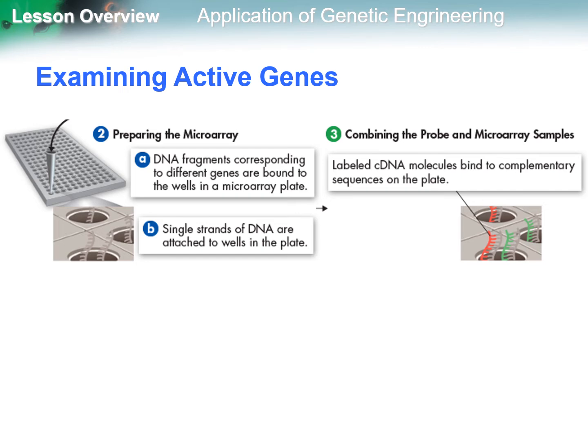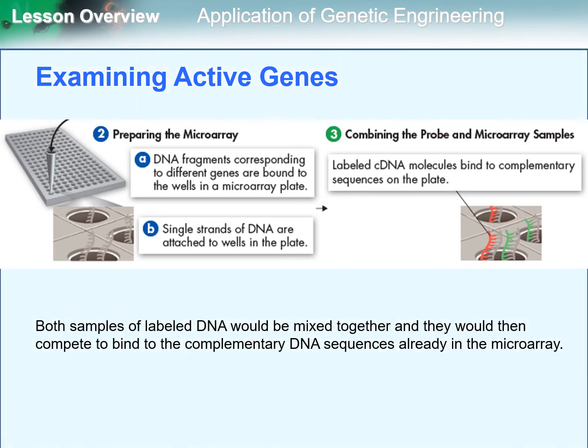Then microarrays are prepared. The DNA fragments corresponding to different genes are bound to the wells in the microarray plate. The single strands of DNA are attached to the wells in the plate. So this is an enlarged image of the wells in the plate. Then, combining the probe and microarray samples, labeled complementary DNA molecules bind to complementary sequences on the plate. Here we have the labeled cDNA molecules. The red ones are for the cancer cells and the green ones are for the normal cells.